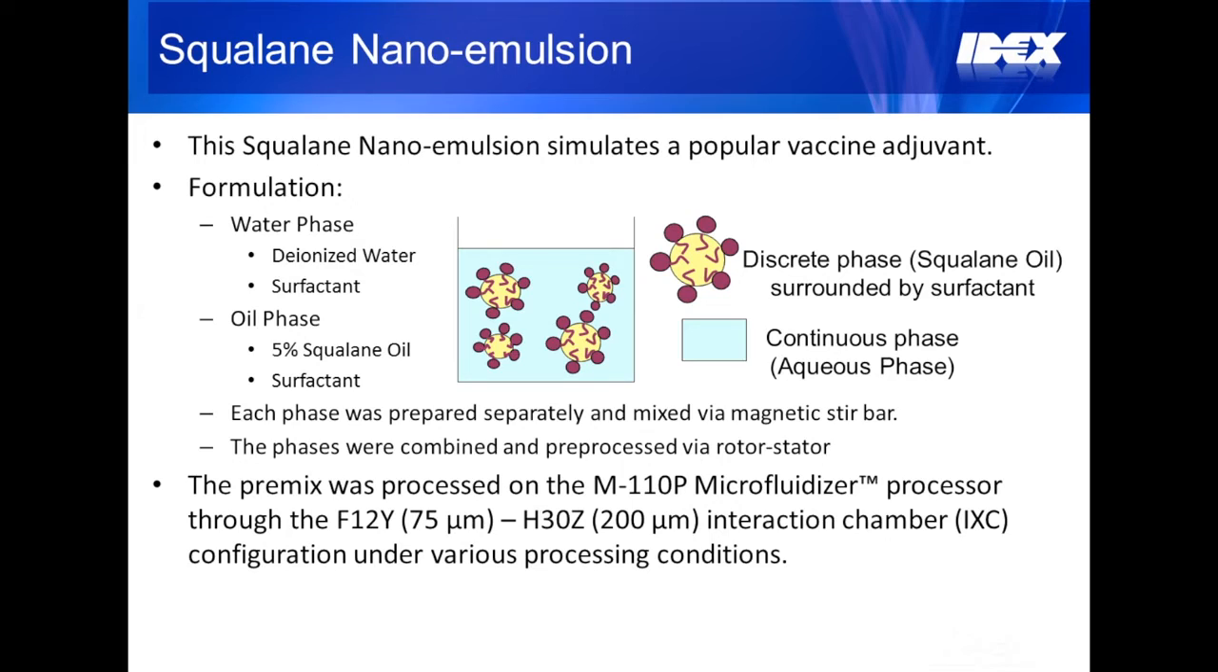This premix was then processed on the M110P microfluidizer processor through the F12Y H30Z interaction chamber configuration. The processing pressure and number of passes were varied, providing different particle size distributions. At this stage, the goal was to create a distribution that both effectively passed through the sterile filter and was reproducible.